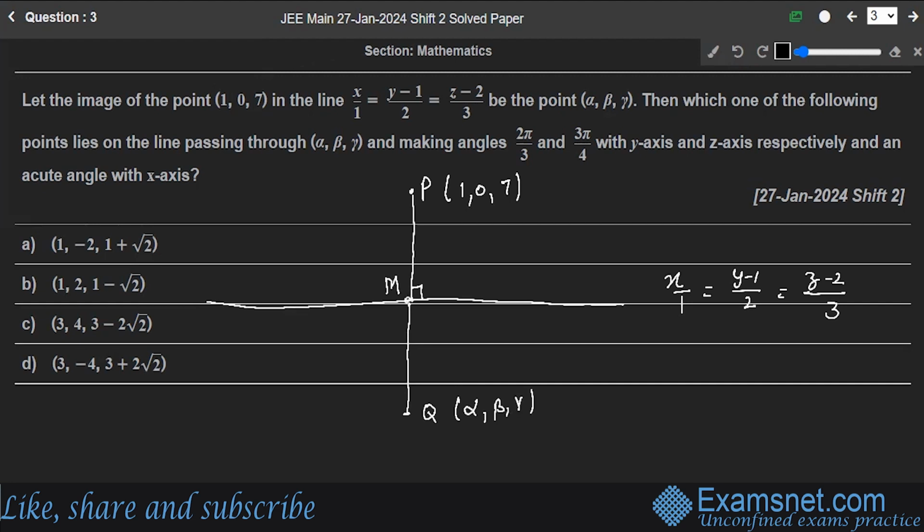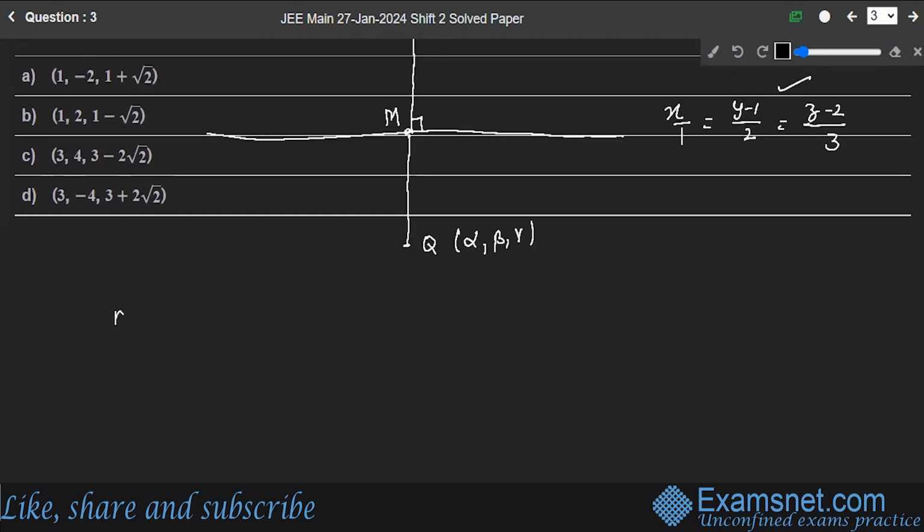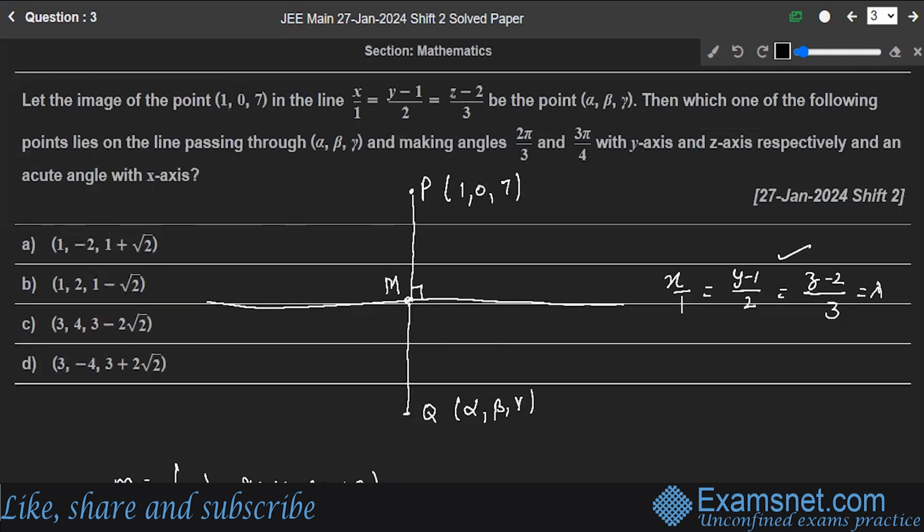From here, since M lies on this line, the coordinates of M will be, let's say this is equal to lambda, so (lambda, 2 lambda + 1, 3 lambda + 2). Okay, and next, which of the following points lies on the line with (alpha, beta, gamma), making angles with the y and z axis. So actually you're given the direction cosines m and n over here and an acute angle with the x axis. Okay, first of all, I need to find out alpha, beta, gamma.